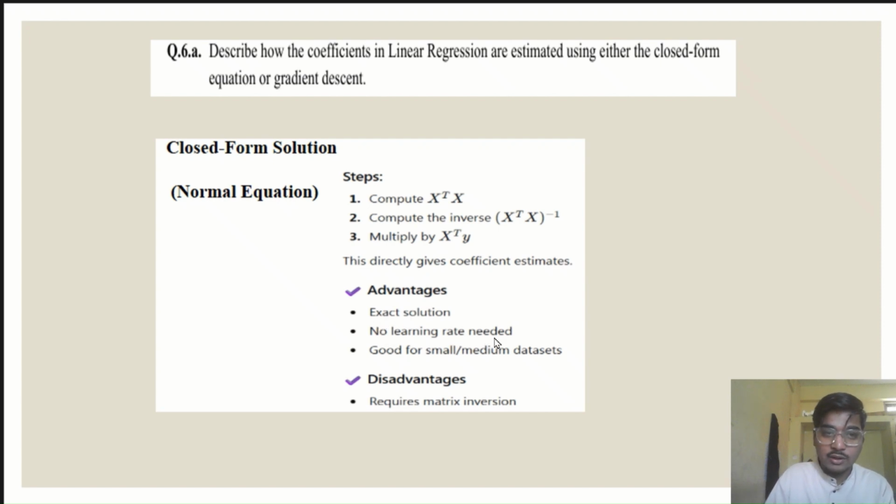Its advantages include that it gives an exact solution. No learning rate is needed for it. It is good for small to medium data sets. And a disadvantage of this method is that it requires matrix inversion.